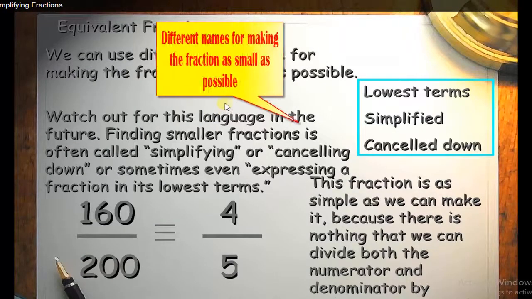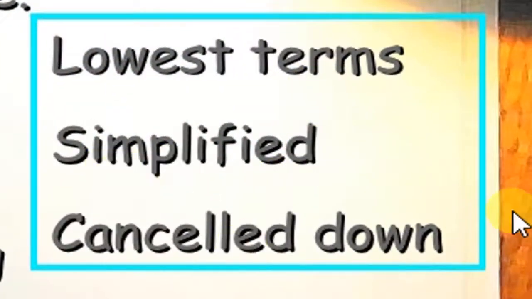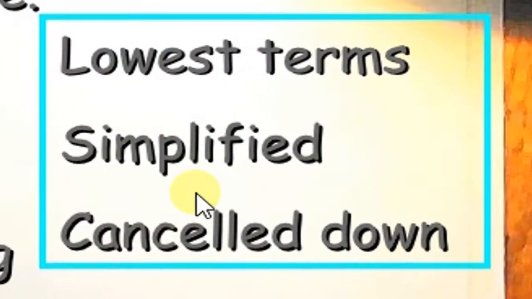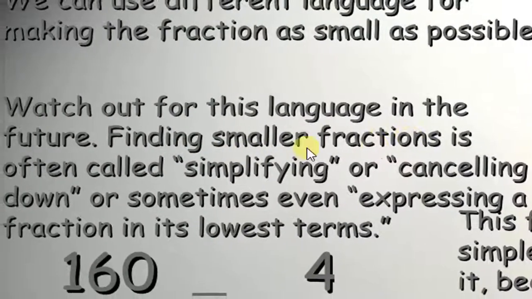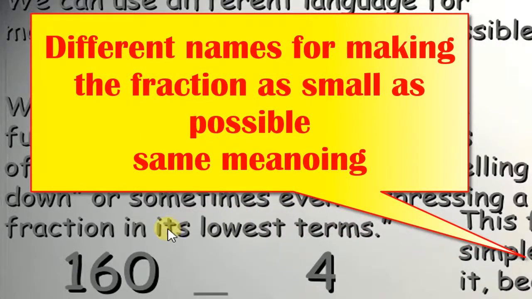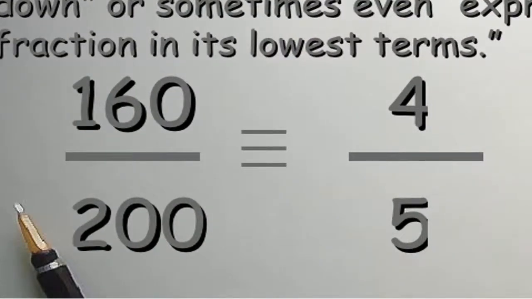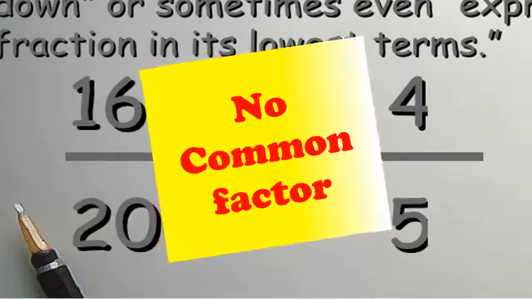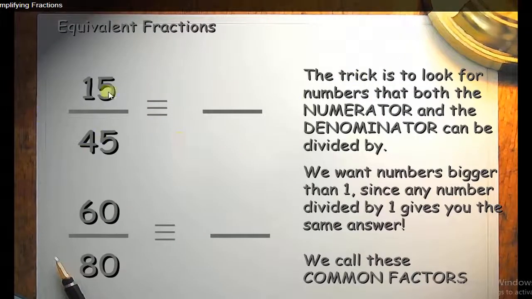You can use different language for making the fraction as small as possible. We can use lowest terms, simplifying, or cancelling down. Watch out for this language in the future. Finding a smaller fraction is often called simplifying or cancelling down, or sometimes expressing a fraction in its lowest terms. This fraction is as simple as we can make it because there is nothing that we can divide both the numerator and denominator by. For example, we have 15 over 45, 60 over 80.